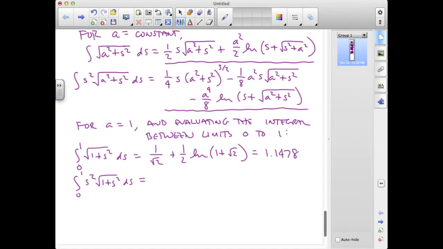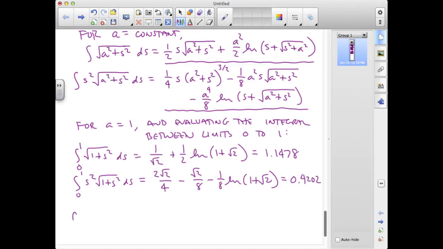For the second term, we might note again that the lower index is going to give us no contribution because at s equals 0, the first two terms go away, and the natural log term at s equals 0 will again be a natural log 1. So we just actually have the three contributions from the upper index. The first one is going to be 2 to the 3/2 over 4. So that's 2 root 2 over 4. And then the second term is going to be root 2 over 8. And then we have a minus 1/8 natural log 1 plus root 2. And that number turns out to be 0.4202.